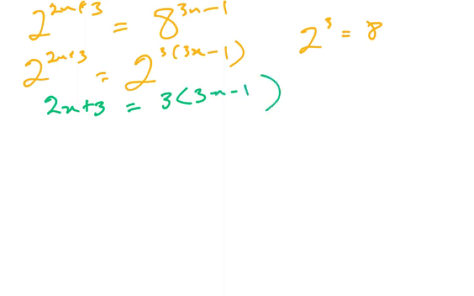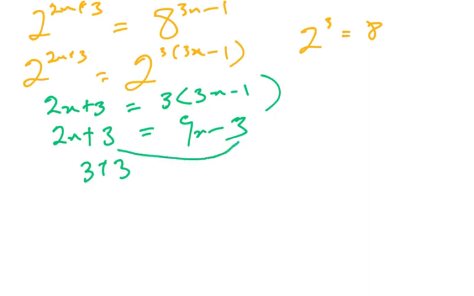With this, we are going to get 2x plus 3 should be equal to 3 times 3 is equal to 9x. 3 times negative 1 is equal to negative 3 here as well. Now we are going to group the like items here. We are going to bring this 3 here, then we bring this 2 here.